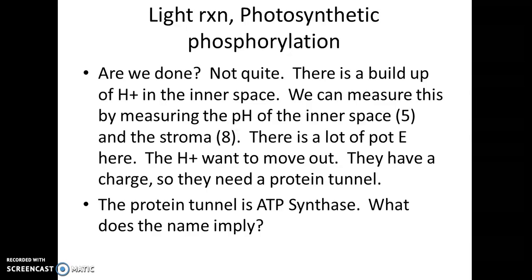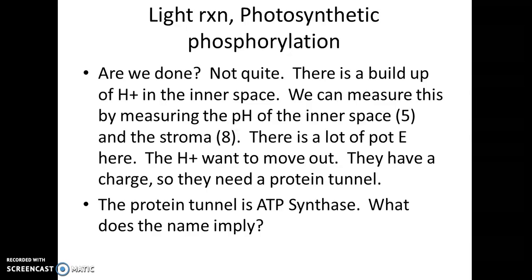Now, since there is an increase of hydrogen ions in the inner space, we can actually measure the pH, because remember, at high levels of hydrogen ions, we have a drop in pH. And in fact, the inner space pH is a pH of 5, while the stroma has a pH of 8. So there is a lot of potential energy here because the hydrogen ions want to move out, but they can't move through the thylakoid membrane because they are polar, and they won't be able to deal with the hydrophobic middle layer.